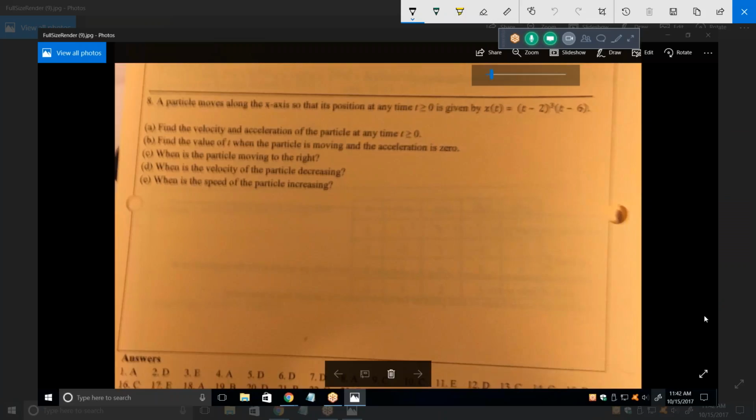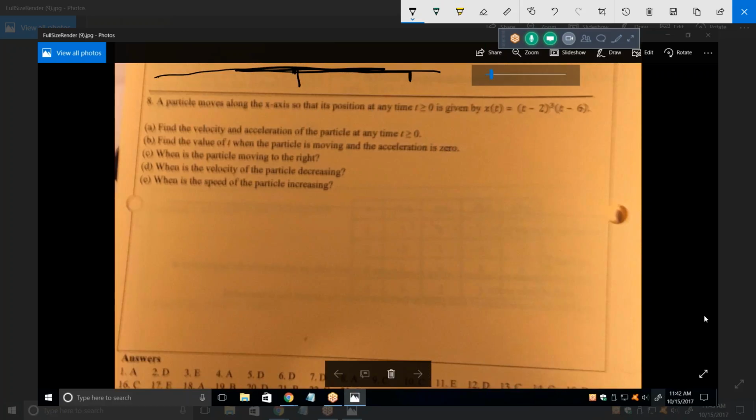Now, when it talks about a particle moving along the x-axis, there's the x-axis. It's talking about a particle that starts somewhere. It moves to the right for a period of time, and then it moves back to the left for a period of time, and then it moves to the right for a period of time. So it could have started there and ended up there. That's called its displacement. But the total distance traveled is the sum of all of those distances that I drew. So there's a difference between displacement and the total distance traveled.